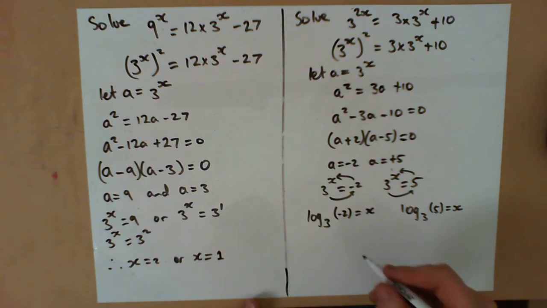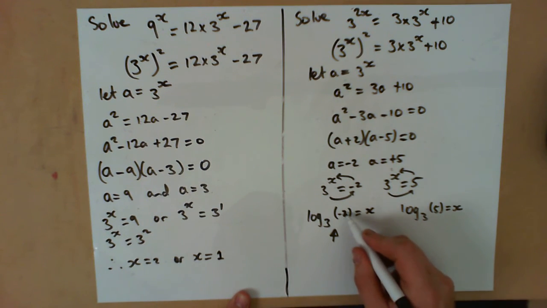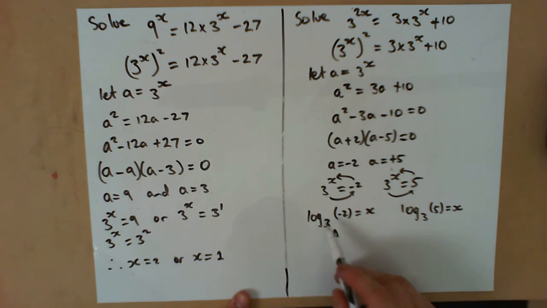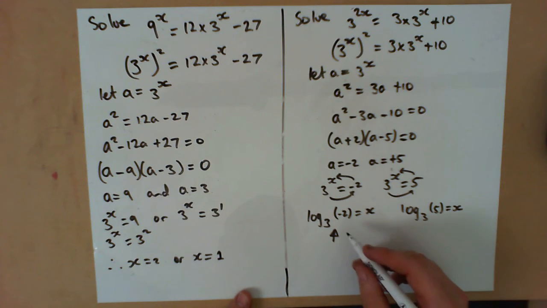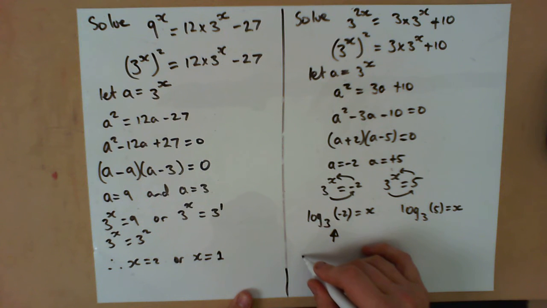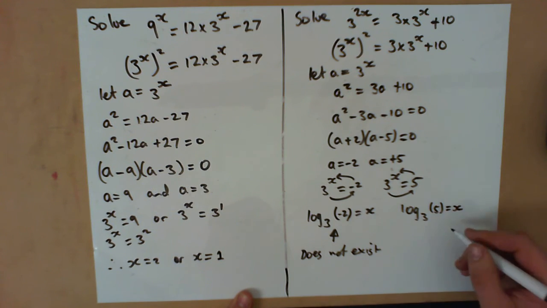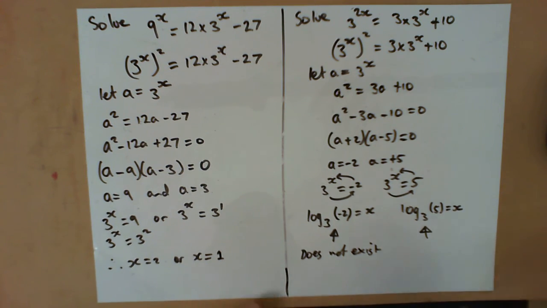Okay, now for this, we have a little thing. You are not allowed to put a negative value in a log. It doesn't actually work. Okay, so this does not exist. Does not exist. Okay, so therefore this is our solution.